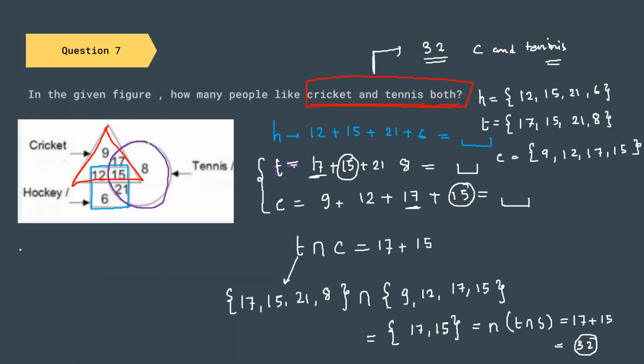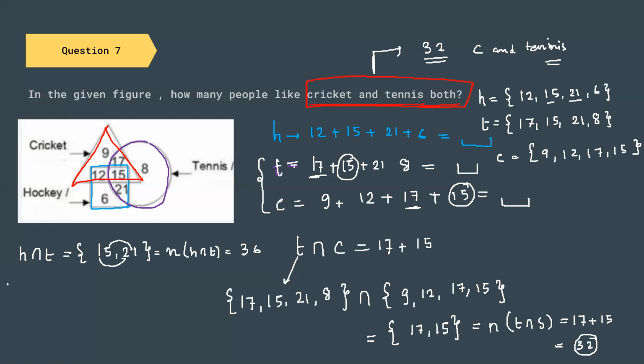From these sets, you can find H intersection T. What are the two elements that are common? 21 is common, 15 is common. So H intersection T will be 15 comma 21. And if we find the number of H intersection T, you will get 6. This is 6 and this is 3. So you will get 36.